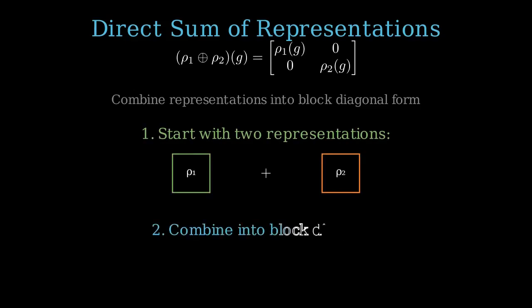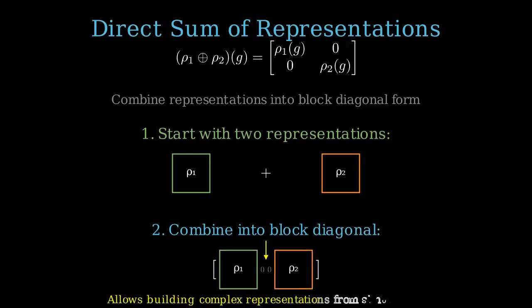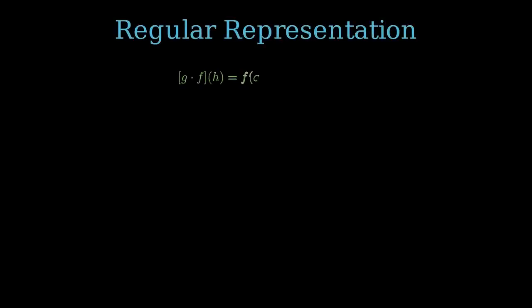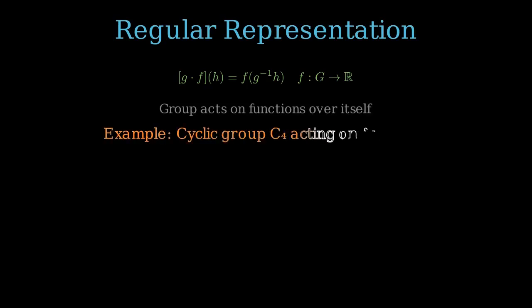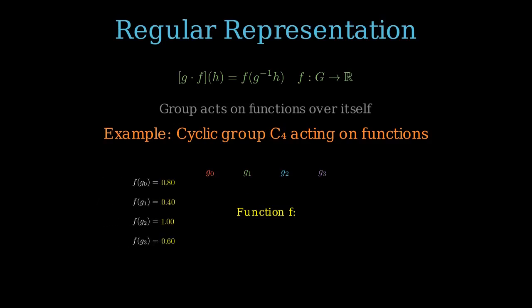We can have different kinds of representation, like the regular representation. We are going to let the group act on the functions over itself. So what does this mean? It means it acts on the input of the function. You can see a visual of this also.